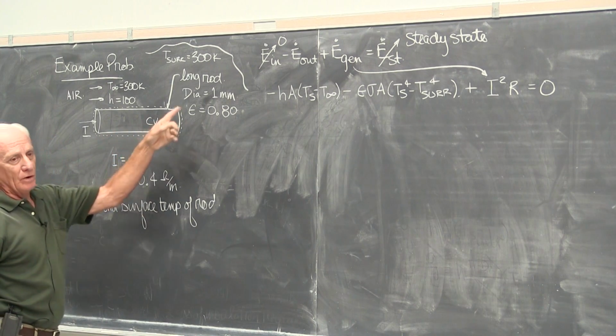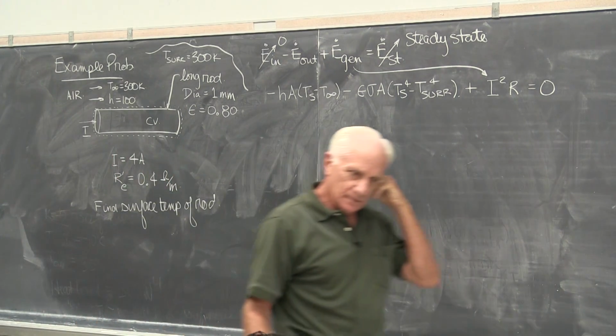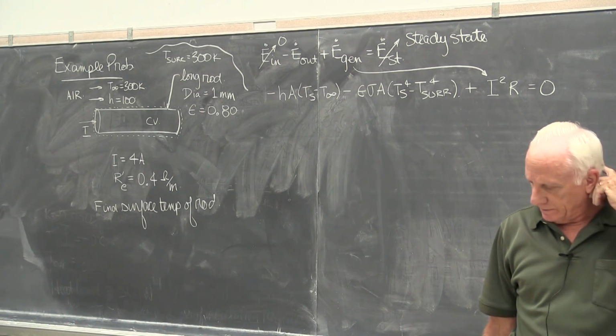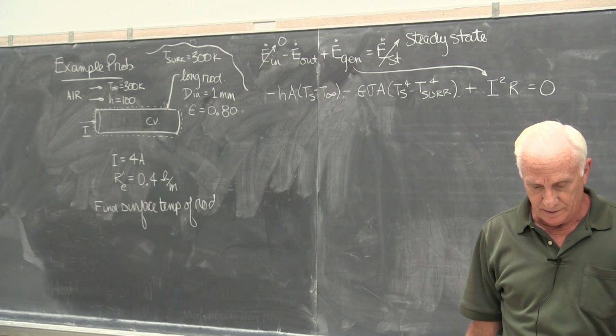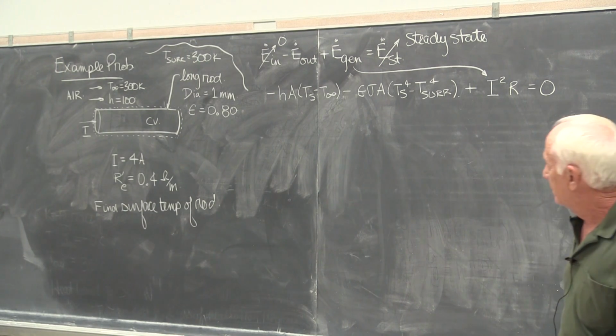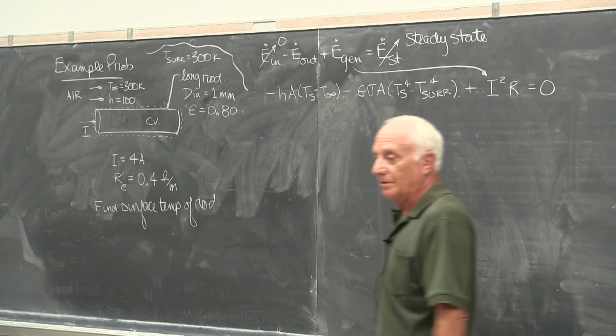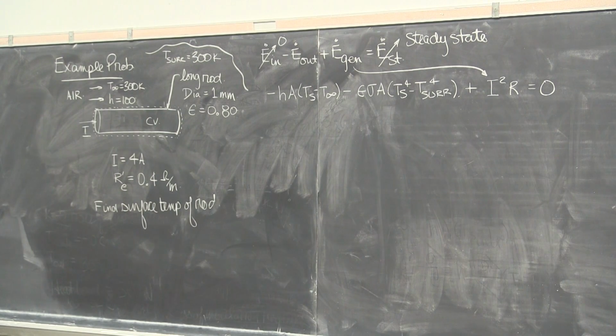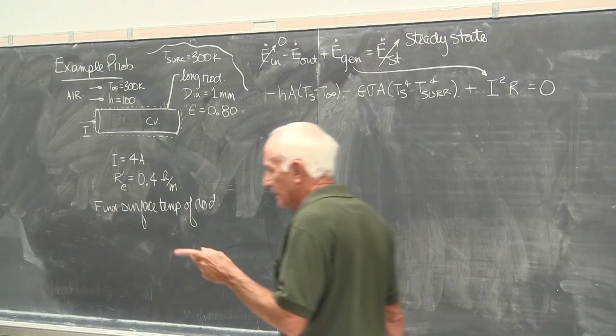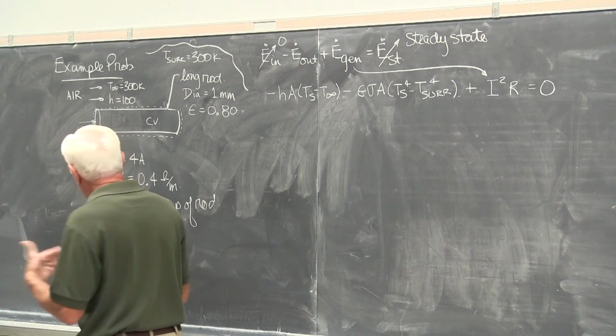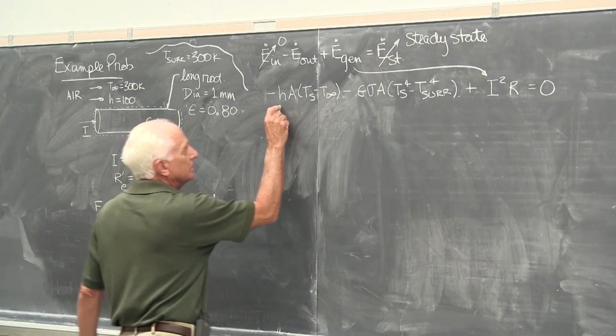The rod's diameter is 1 millimeter. The length of the rod, if you read the problem, you say, I don't know, he didn't give me a length. But the problem probably says a long rod. Of course, that's why the magic word helps you. The magic word is long rod. That means base everything on a per meter basis. That means divide the whole equation by the arbitrary length L.